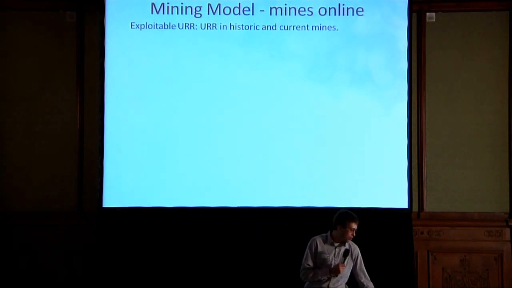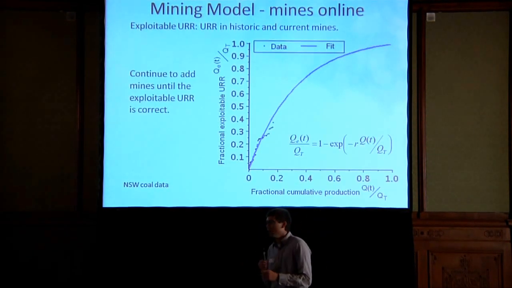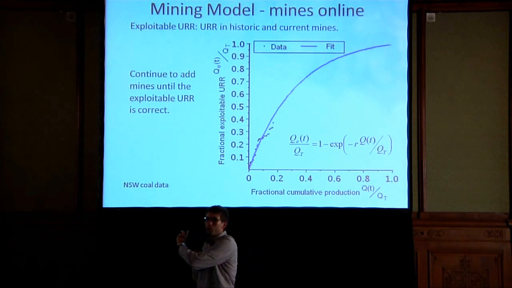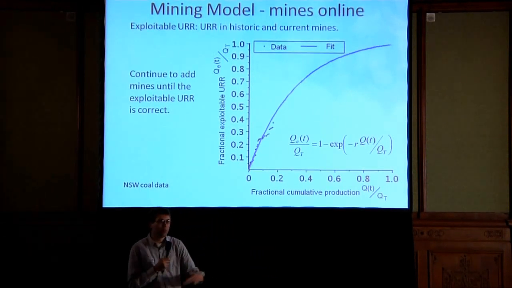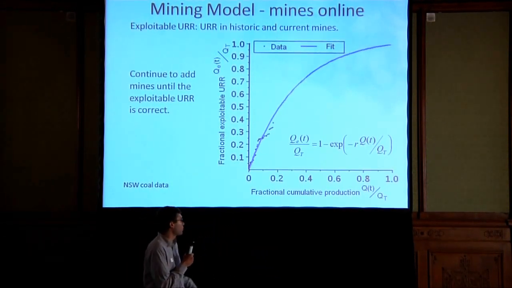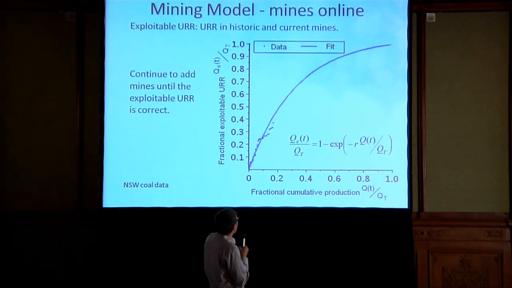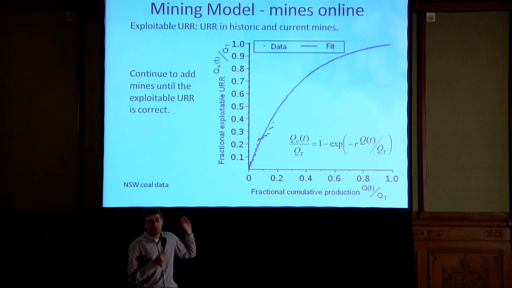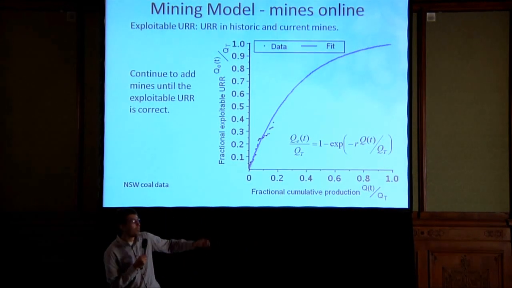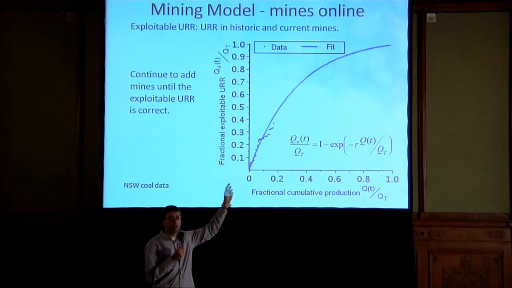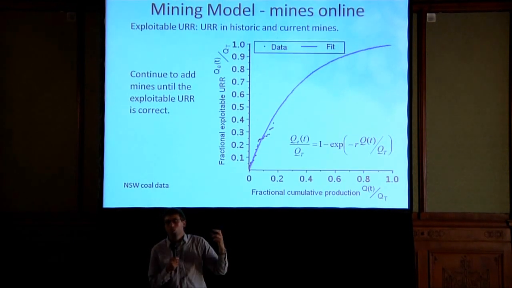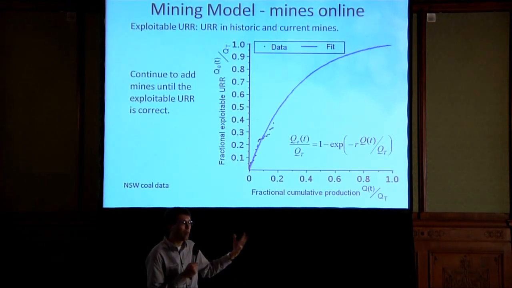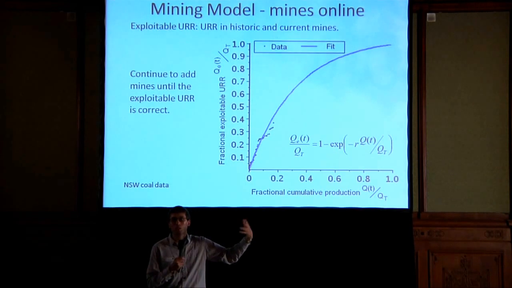Well, we use the exploitable URR. So we have this wonderful little thing. Oh, sorry, this is New South Wales coal data, I should be mentioning, but it's basically the same logic for coal as it is for unconventional oil. What you can see here is cumulative production on the x-axis. Each year, obviously, you increase the cumulative production by a little bit. That, in turn, increases the exploitable URR by a little bit. And that increase in the exploitable URR has to come about by putting more mines online.